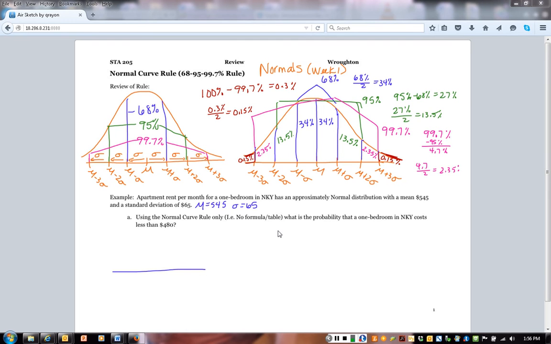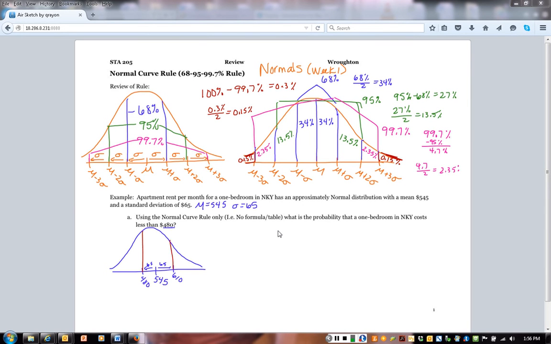So I'm just going to start by drawing the picture. It's pretty hard to do a lot of these normal curve ones without drawing the picture. So I have my 545 here. And then I'm going to go out and increment my standard deviation and see if I find this number. So let's start by going 1 standard deviation out in either direction. So I'm going to go 65 to the left and 65 to the right. And I get 480 and 610. Well, I've already hit the number in my problem, so I don't really need to worry about going out any further. So let's just work from this picture and figure out what we know.